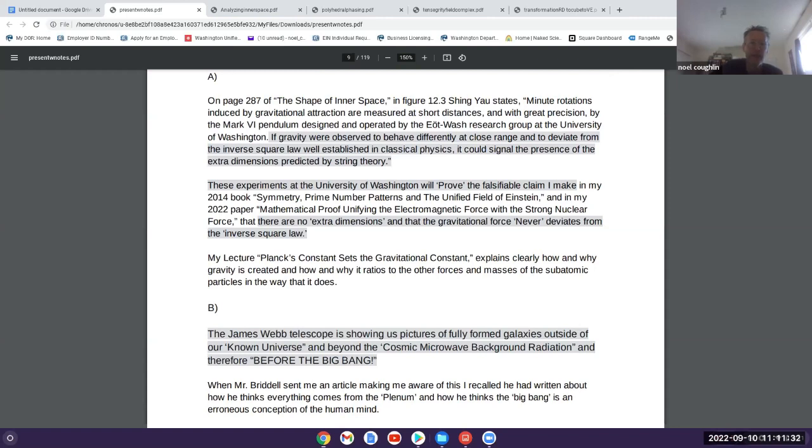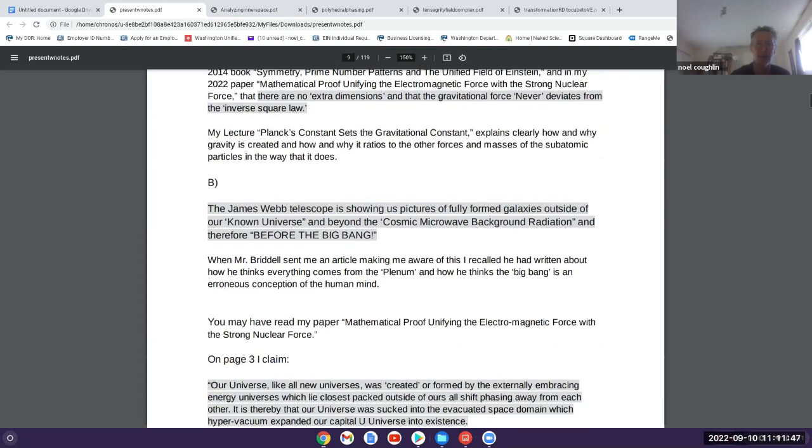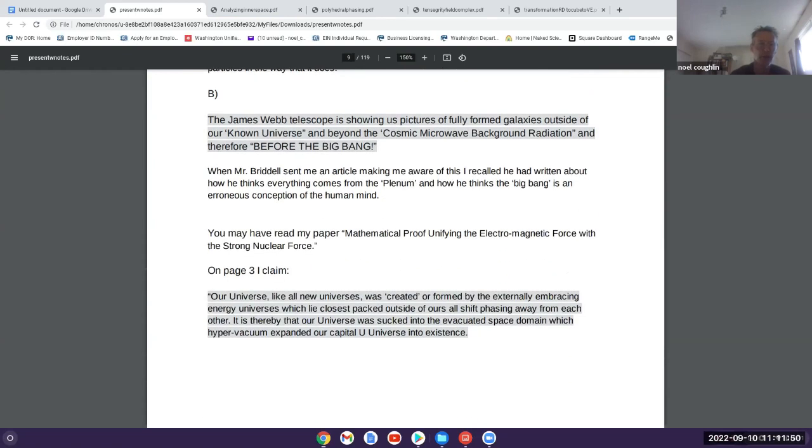These experiments at the University of Washington will prove the falsifiable claim I make that there are no extra dimensions and that the gravitational force never deviates from the inverse square law. My lecture, Planck's Constant Sets the Gravitational Constant, explains clearly how and why gravity is created and how and why it ratios to the forces and masses of the subatomic particles the way that it does.